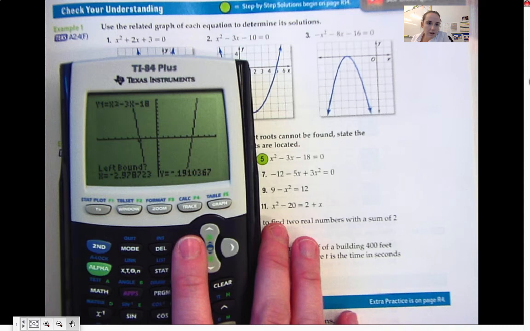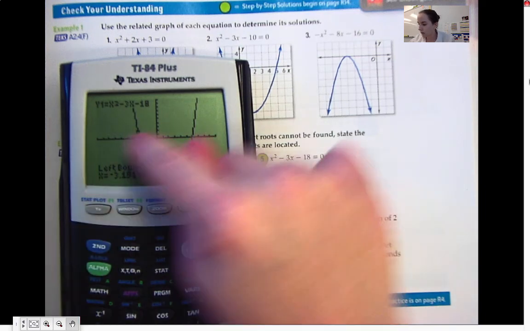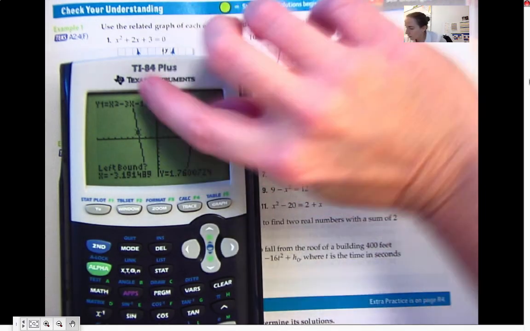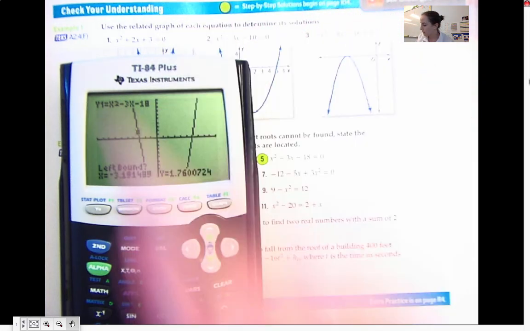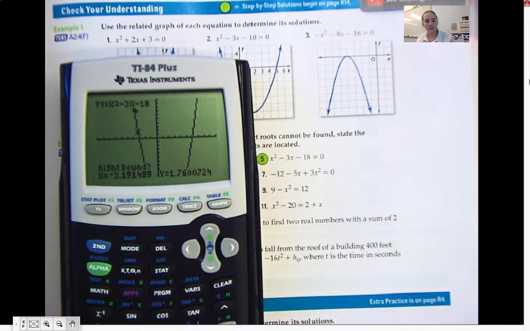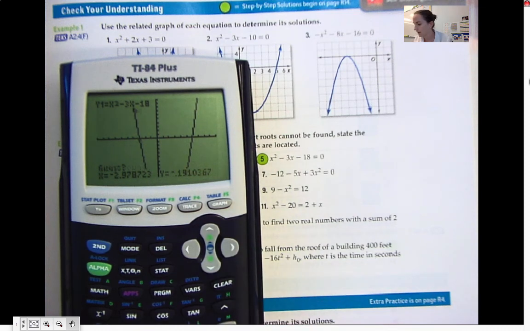Okay, now to be on the left side of this zero, because this graph is opening upwards, remember it gets wider and wider as it opens up. So if I want to be further to the left, I have to be right here where my cursor is blinking. That's on the left side. I'm going to hit enter there. Now that's to the left of the zero, just slightly. Now I want to go to the right side of the zero and hit enter.